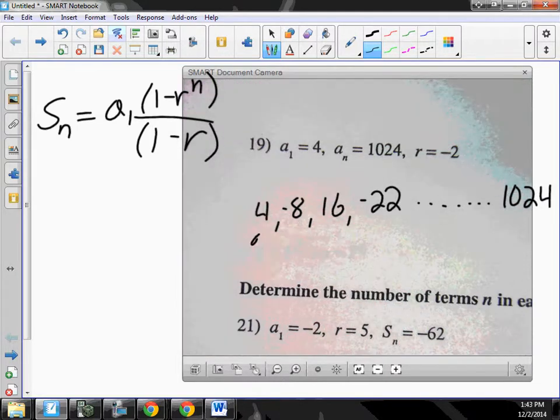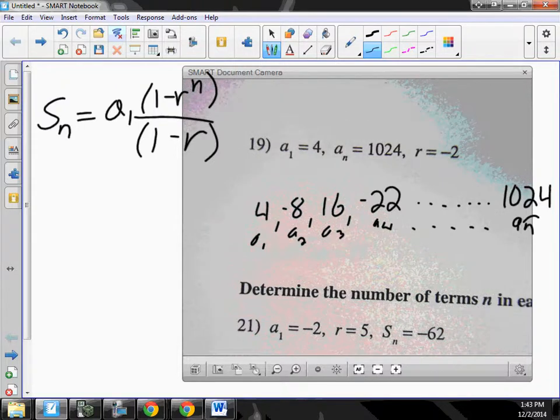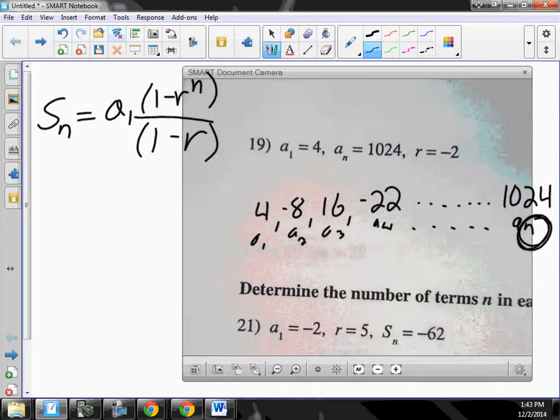That would be a sub 1, a sub 2, a sub 3, a sub 4, and this is a sub n. What I need is that number. If I know that number, then I can fill out the sum formula. How am I going to find it? Here's a really bad way. Times -2, enter. Times -2, enter. Times -2, enter. When you get there, you count them all up.